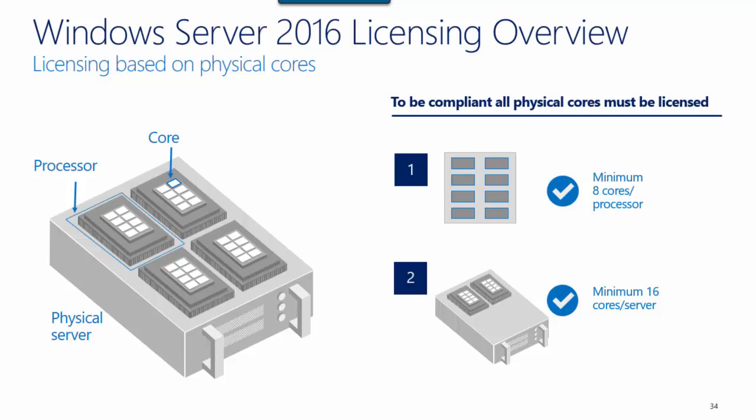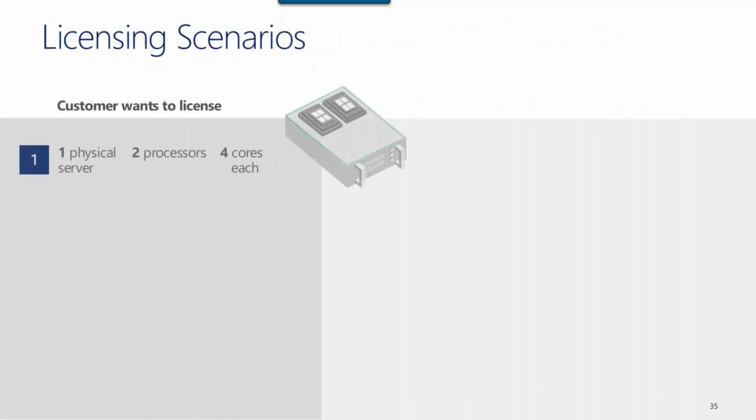So let's take a look at some scenarios now. First up, if the customer wants to license one physical server with 2 processors, each with 4 cores, then even though the 4 cores per processor doesn't meet the minimum license requirements, what you'll see as we go into the next slide is that it's not something where you start thinking, well, what's the impact? I don't think this slide presents it very well, but it's still worth going through.